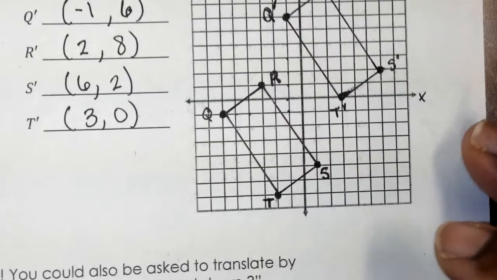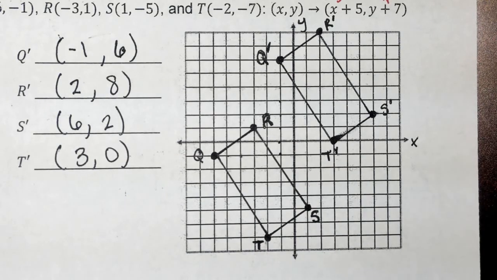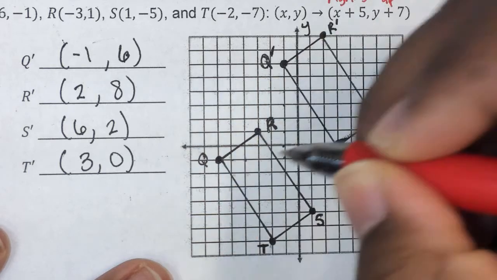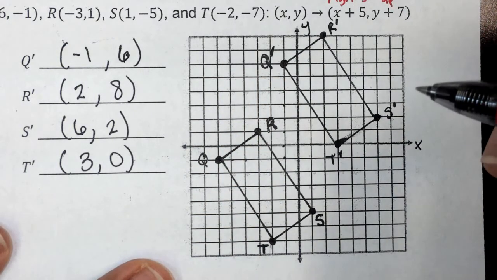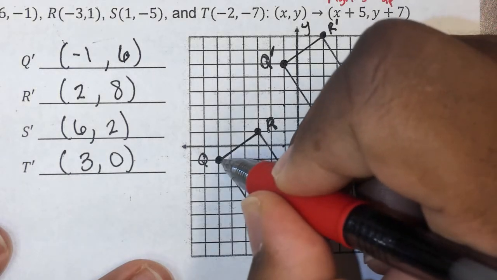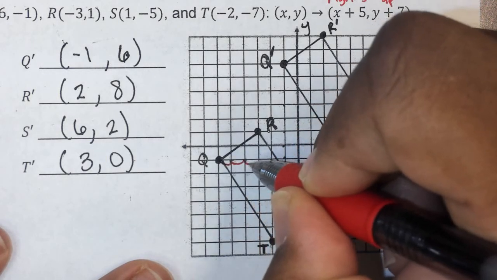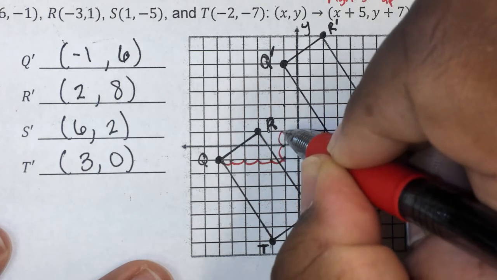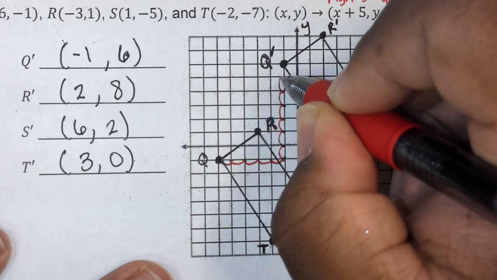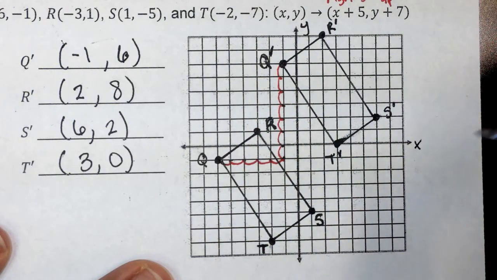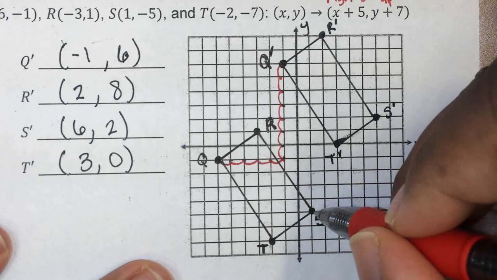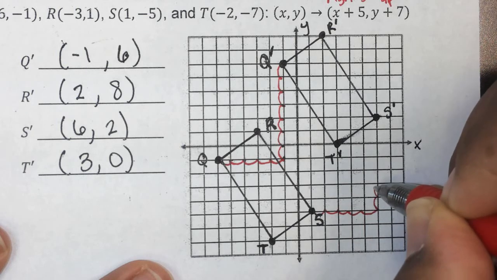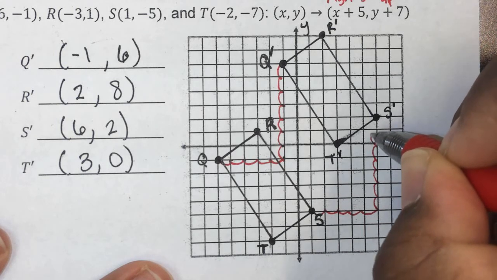So this is my image after the translation of X + 5, Y + 7. Now, like I said, you can count it if you want, but you don't have to. All these points should be translated over the same amount. So for Q to Q prime, it was over 1, 2, 3, 4, 5. Then we went up 1, 2, 3, 4, 5, 6, 7. You can even check with the S's too. So S was over 1, 2, 3, 4, 5. Then went up 1, 2, 3, 4, 5, 6, 7.